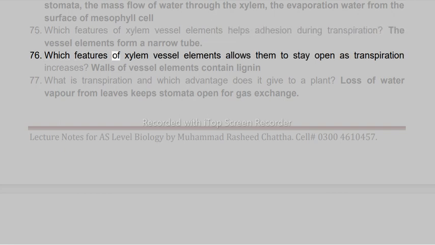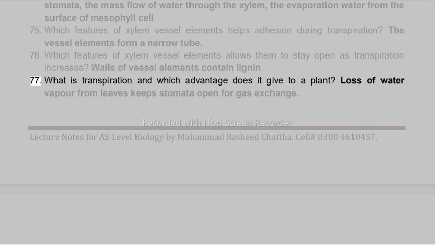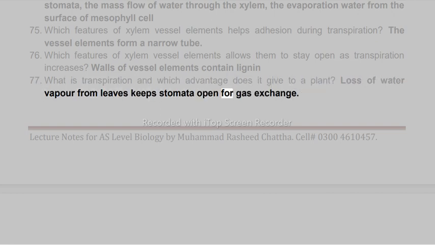76. Which features of xylem vessel elements allow them to stay open as transpiration increases? Walls of vessel elements contain lignin. 77. What is transpiration and which advantage does it give to a plant? Loss of water vapor from leaves keeps stomata open for gas exchange.